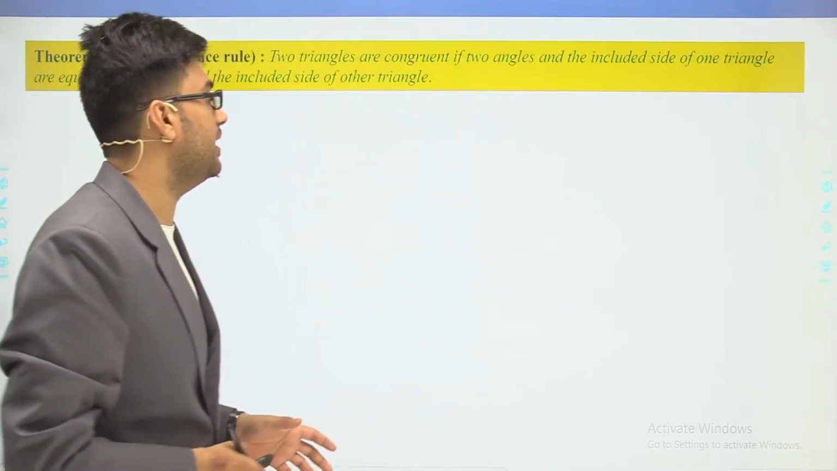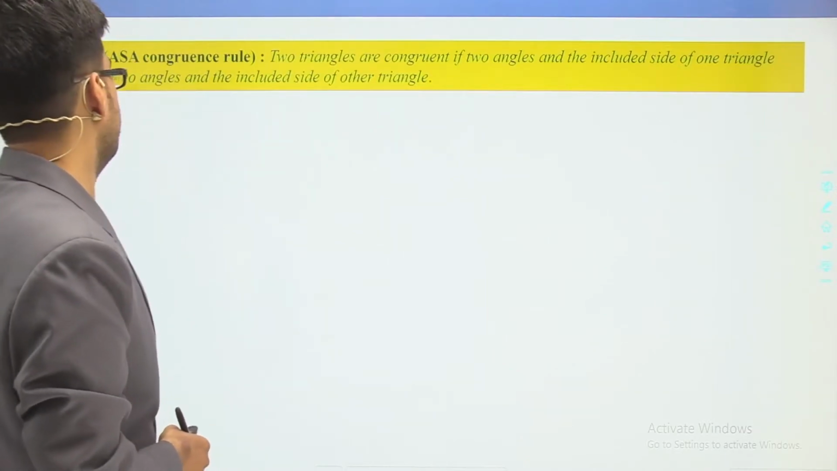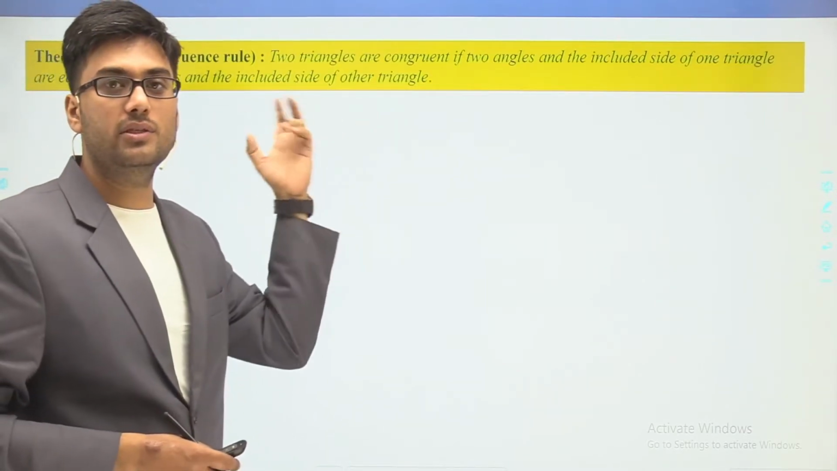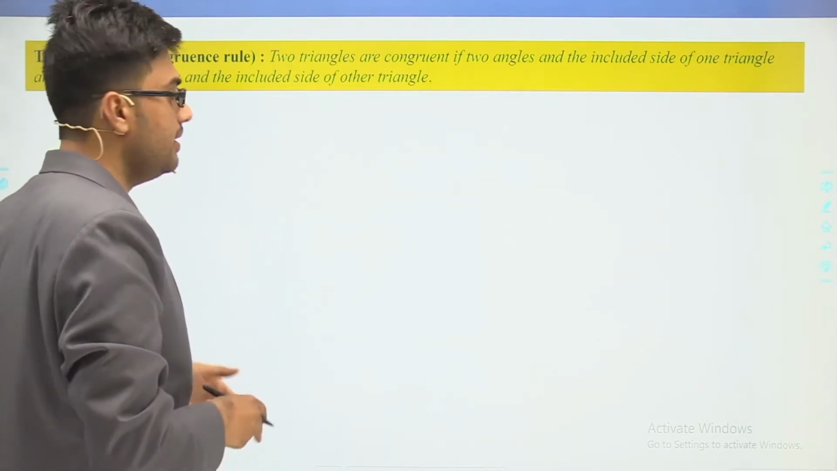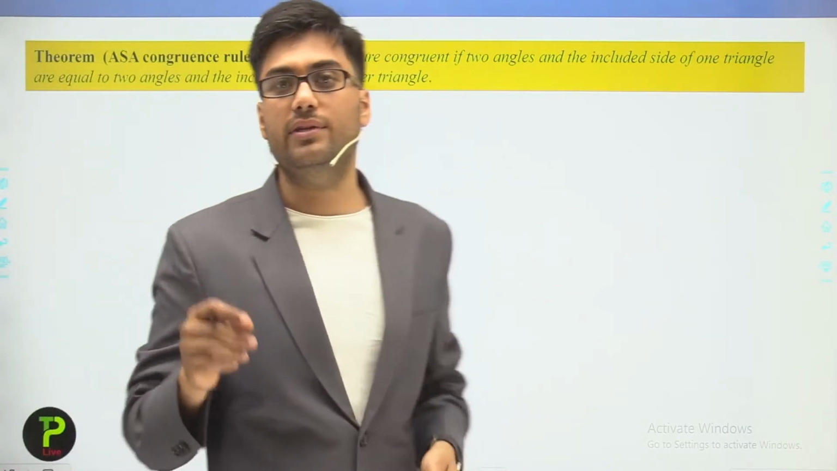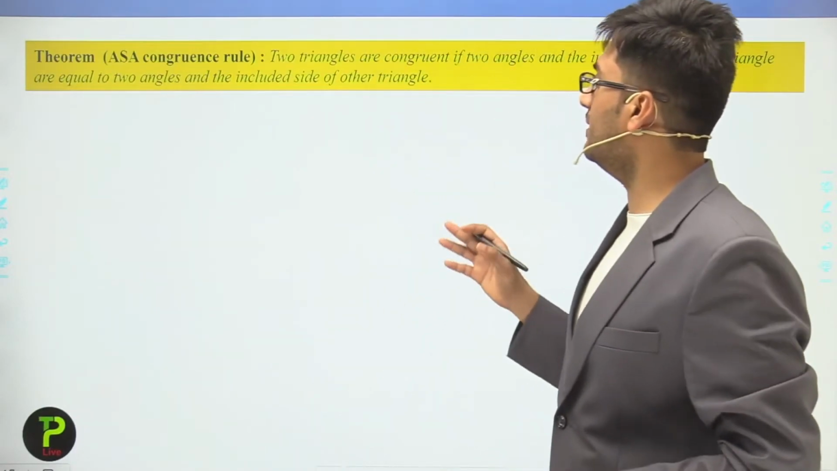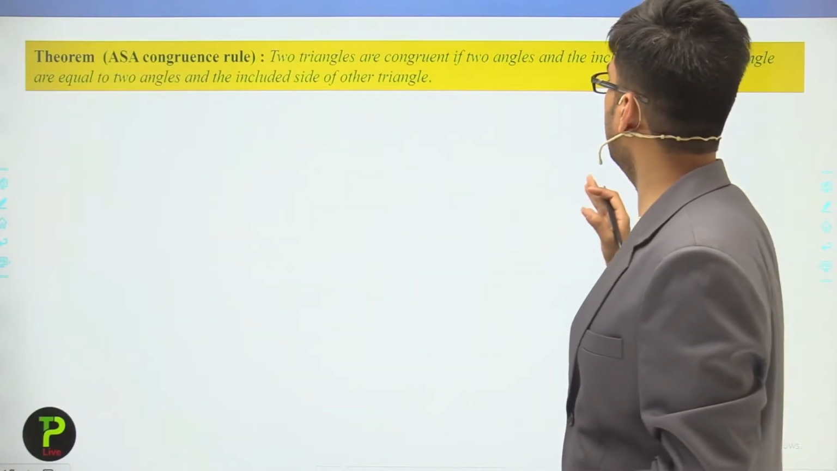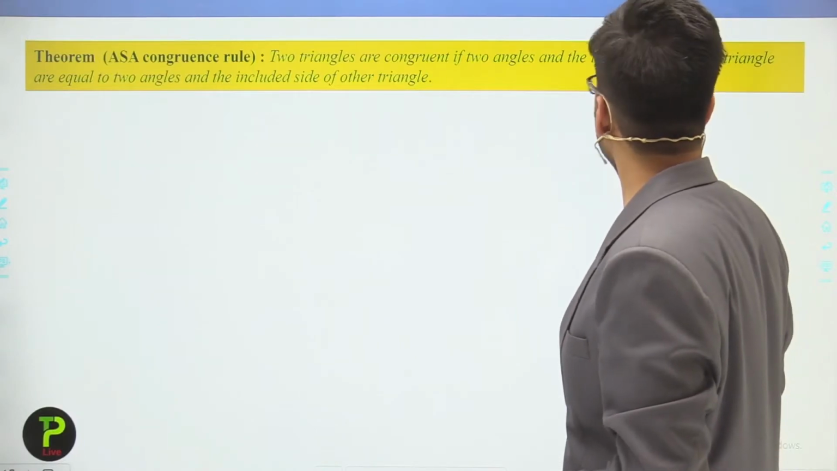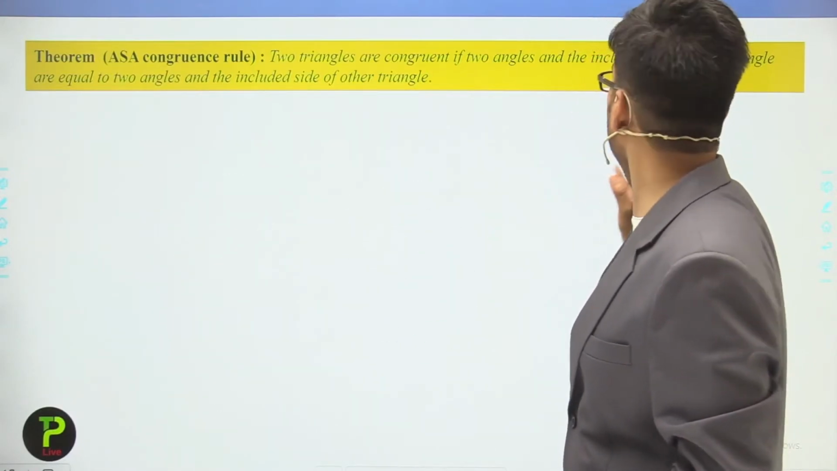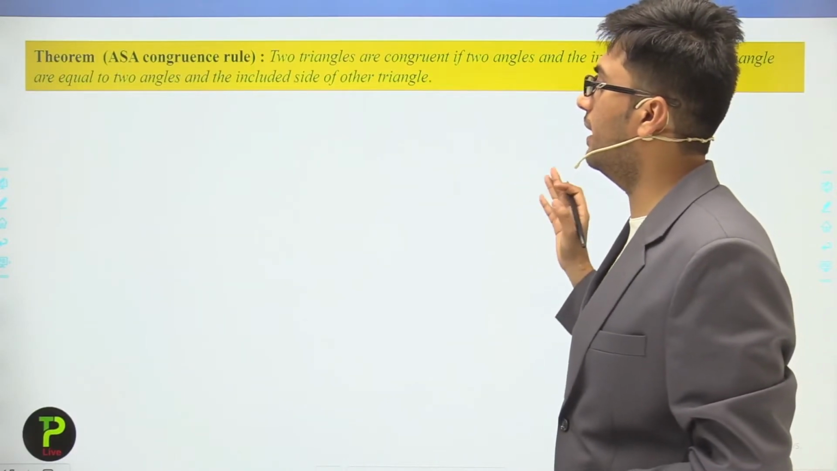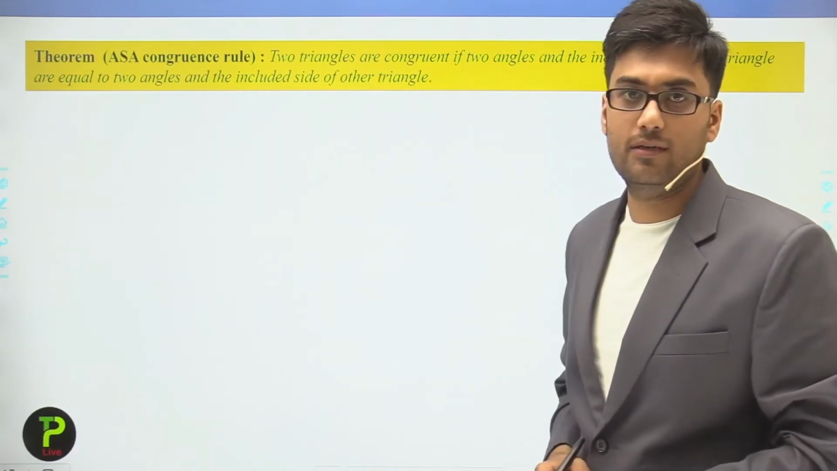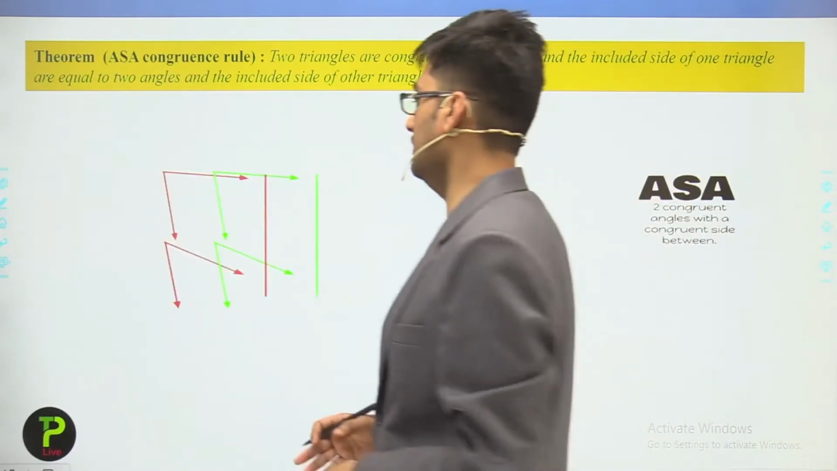So students, now after this, let's discuss the next criteria of congruency. The next criteria of congruency is what? It is a theorem and we can prove it by using the previous axiom. And this is ASA, angle side angle congruency criteria. Two triangles are congruent if two angles and their included side of one triangle are equal to two angles and the included side of the other triangle. So let's understand with this.